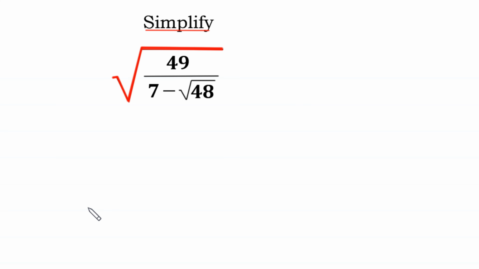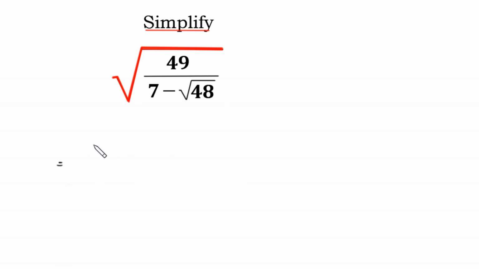Hello, welcome to how to solve this very nice square root algebra simplification problem. Square root of 49 divided by 7 minus square root of 48. First of all, we multiply and divide this expression by the conjugate of this, 7 minus square root of 48.